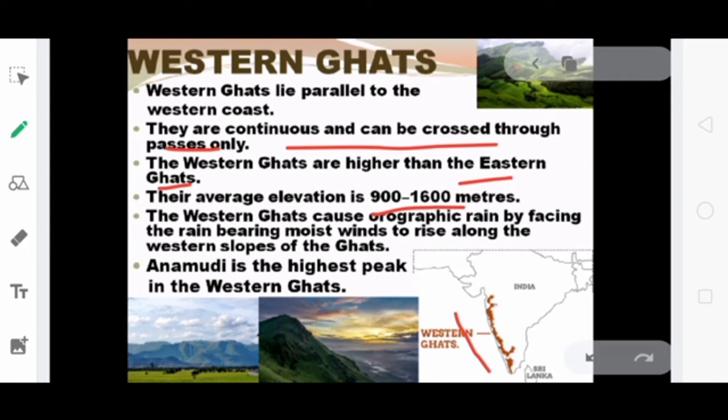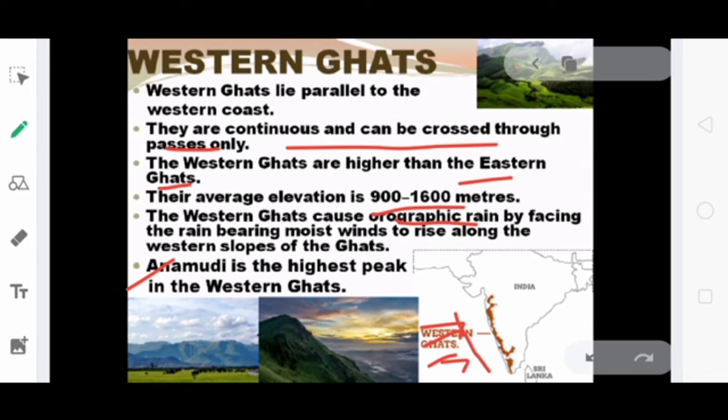The Western Ghats cause orographic rain by forcing the rain-bearing moist winds to rise along the western slopes of the Ghats. So the southwest monsoons bring about very high rainfalls in the Western Ghats. Anemudi is the highest peak in the Western Ghats.